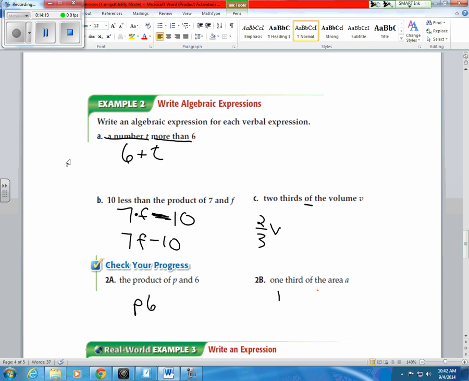1/3 of the area of A. Again, nasty fractions. I know we all hate fractions, but we're going to have to get used to it. 1/3 of the area A. 1/3 of, another situation where of just means multiply, A.